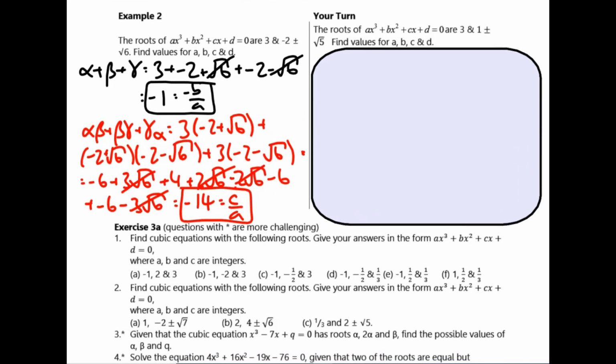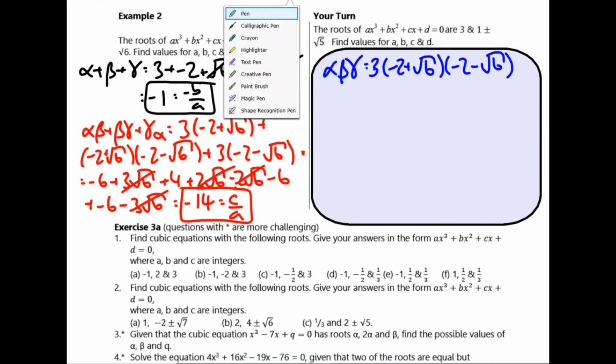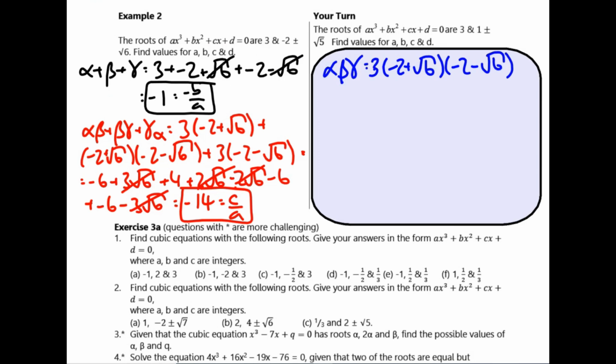Finally, I've got the product of the roots, alpha, beta, gamma. This is 3 times the other two roots. Now we've actually done most of this multiplication already. We've expanded those brackets out here, and so we got this result here. That gives us minus 2 for this. This is 3 times minus 2, which gives me minus 6, or minus d over a.